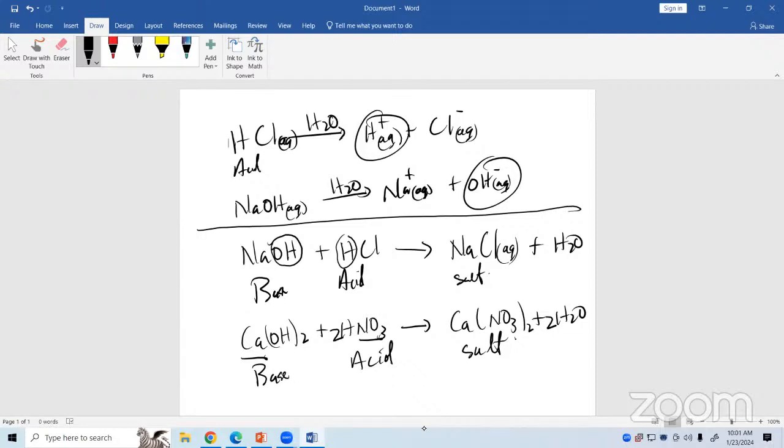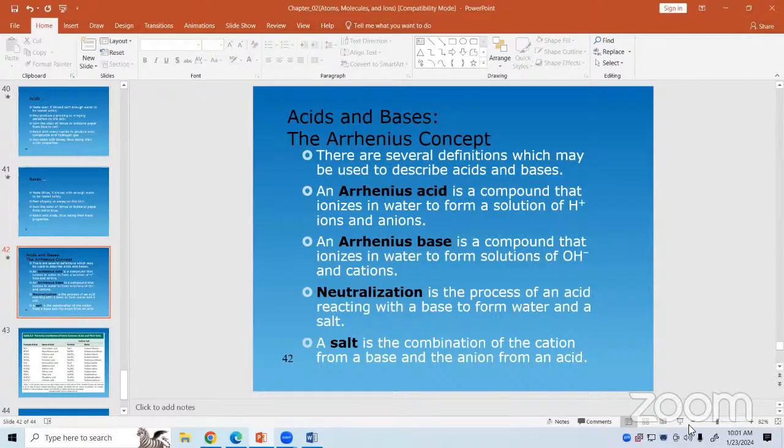The water is definitely neutral, but sometimes the salt is not neutral. In other cases, it can be acidic. In other cases, it can be basic. So we won't get into that complication right now. All right. Okay, going back to the PowerPoint. So that's what we just covered.